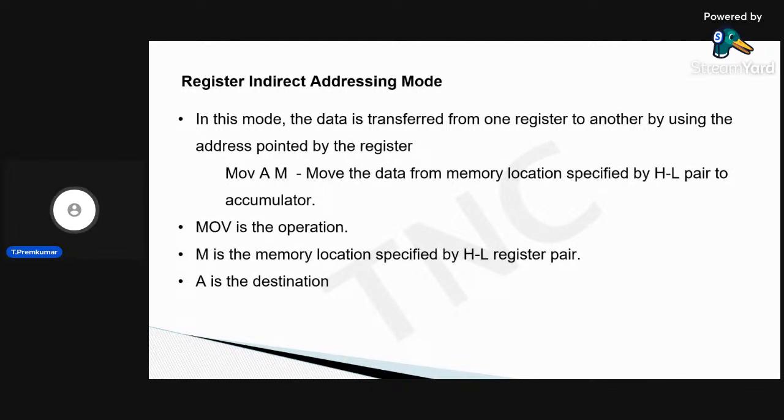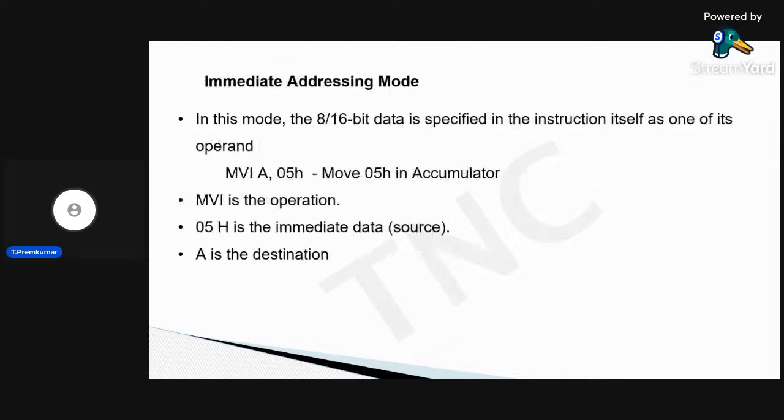In the case of register indirect addressing mode, the data is transferred from one register to another by using the address pointed to by the registers. MOV A, M is the instruction. Move the data from the memory location specified by the HL pair to the accumulator. MOV is the operation, M is the memory location specified by the HL register pair, and A is the destination.